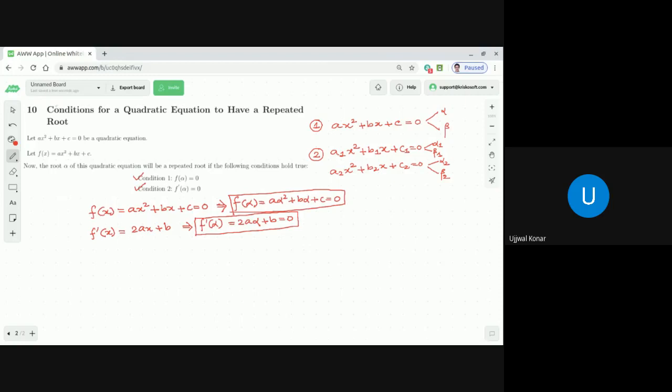So now another approach, as you correctly said, Sagnik, is that D has to be equal to 0. That is also true. That also you can apply. But this is more convenient if you use differential calculus.